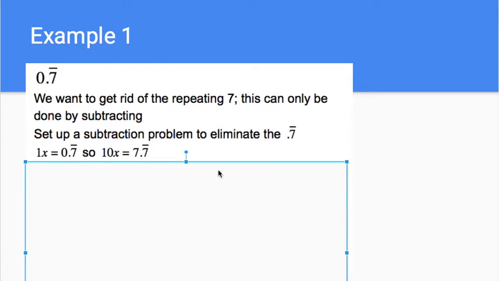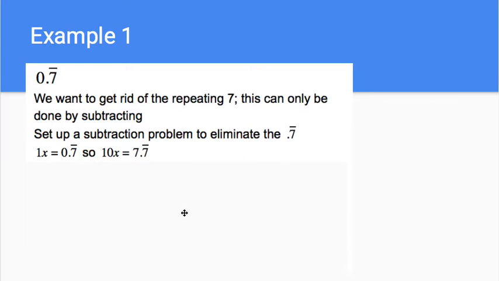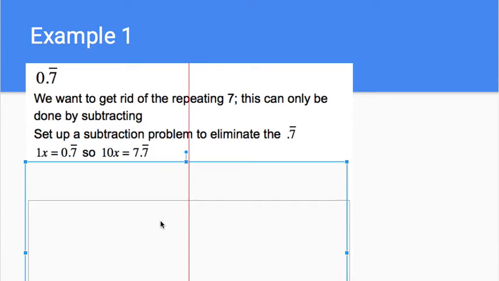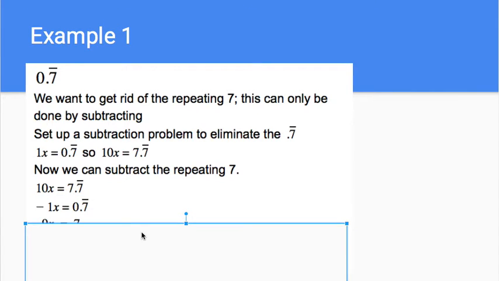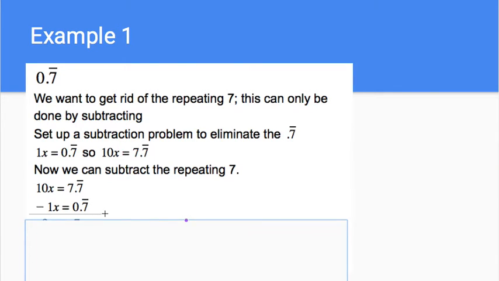Now that I have this, I can set up a subtraction problem. So here's my subtraction problem. Instead of just subtracting the 0.7 and the 7.7, I'm going to subtract the entire equation. I put the one with the larger numbers, 10x is equal to 7.7 repeating, on the top, and I'm going to subtract from that 1x is equal to 0.7 repeating. I'm going to draw my line, which I totally forgot to do before now. So there's my line. Now I just subtract like normal.